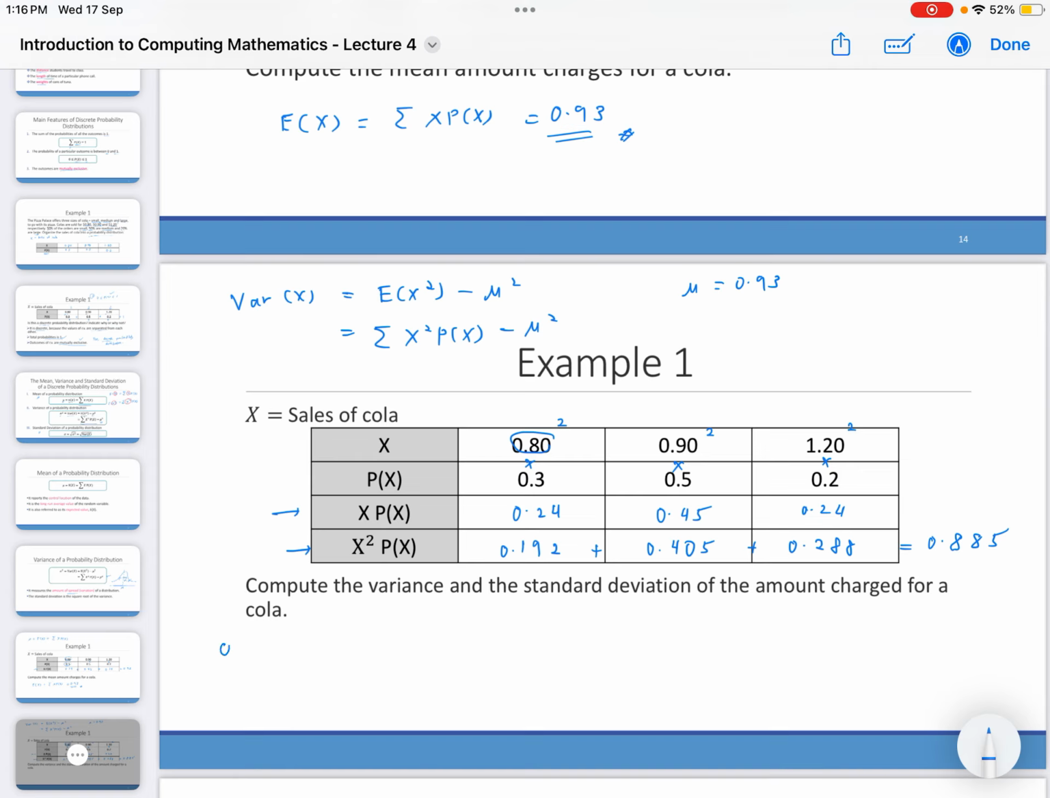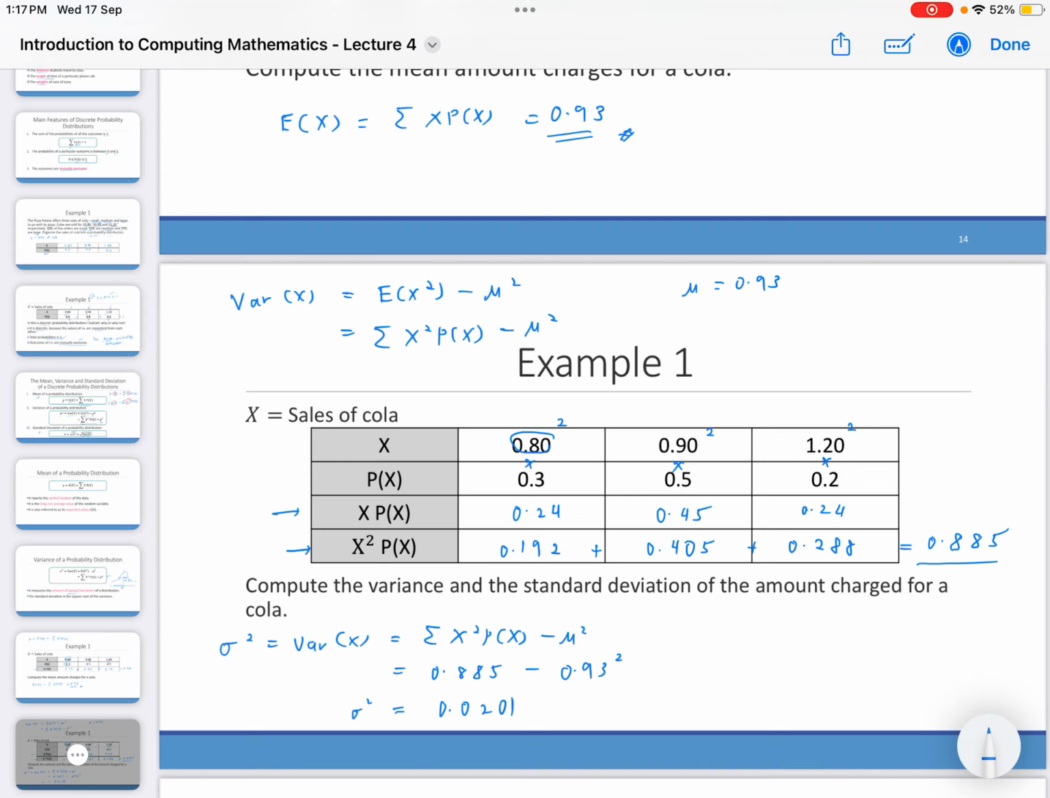So the variance, or the symbol, is sigma squared, which is the variance of x, which is equal to the sum of x squared times P of x minus the mean squared. So this is the sum of x squared times P of x, 0.885, and then minus 0.93 squared. So the answer here is 0.0201. So this is the variance, sigma squared.